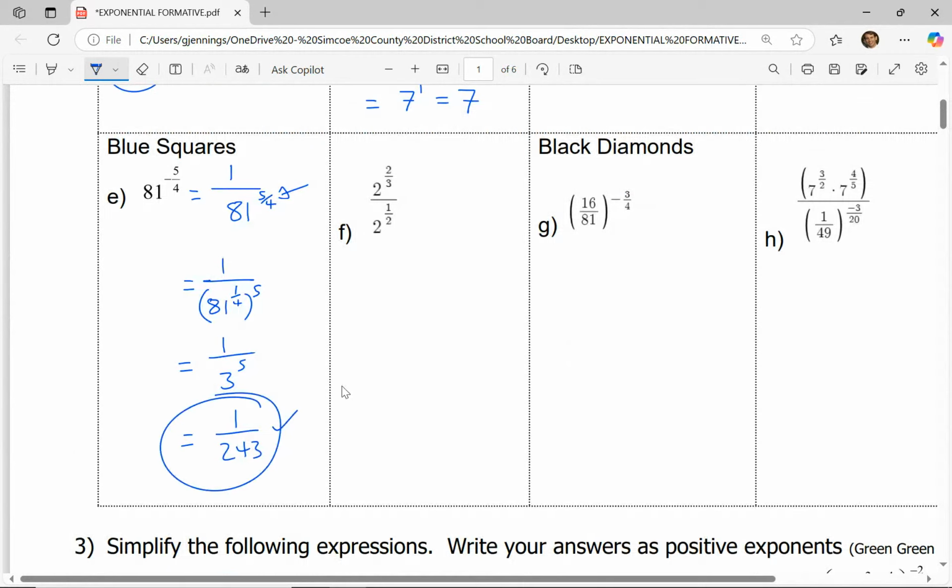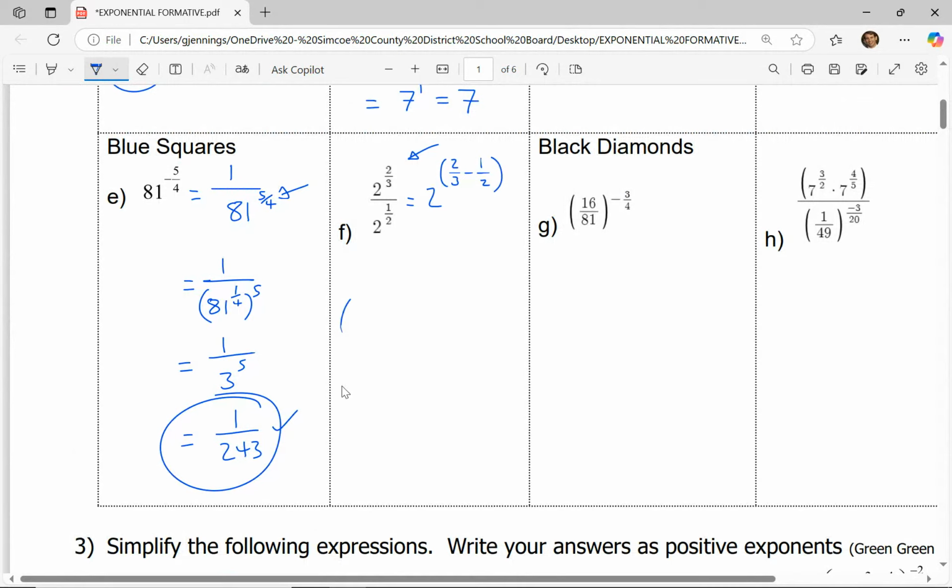All right, now what about this mess? Well, in this case, we have been asked to simplify and give our answer with positive exponents when possible. We are dividing powers with the same base. This is equal to 2 to the power 2/3 minus 1/2. Oh my goodness, how do we do 2/3 minus 1/2?